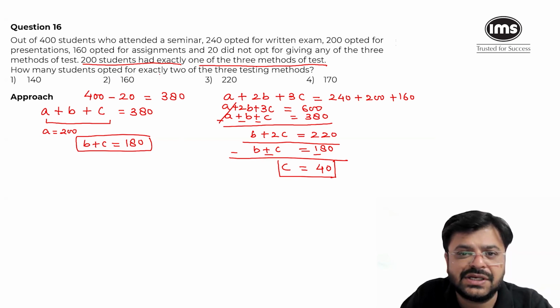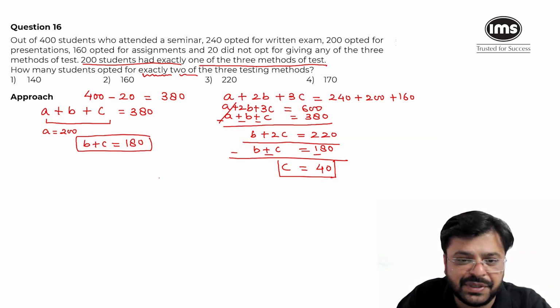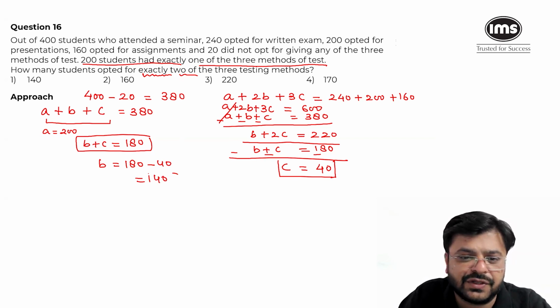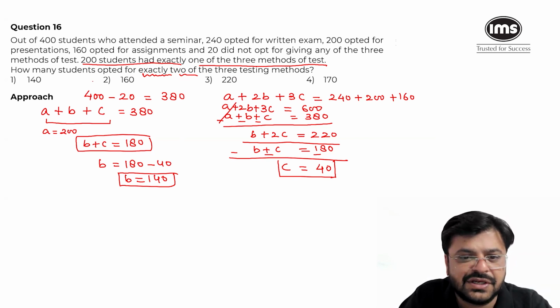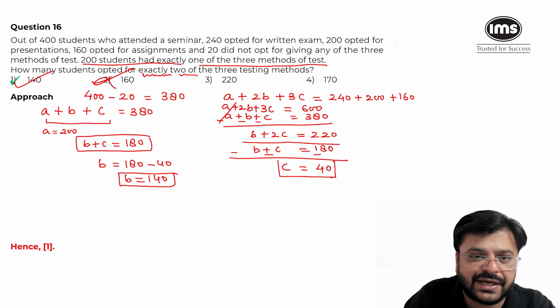Now, the question is asking us to calculate the number of students who opted for exactly two of the three, which means B. So, if B plus C is equal to 180 and C is equal to 40, then B is equal to 180 minus 40, which is equal to 140. So, 140 students appeared for exactly two of the three methods of test. So, option A here is the right answer.